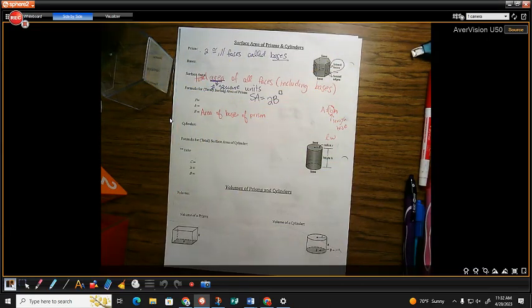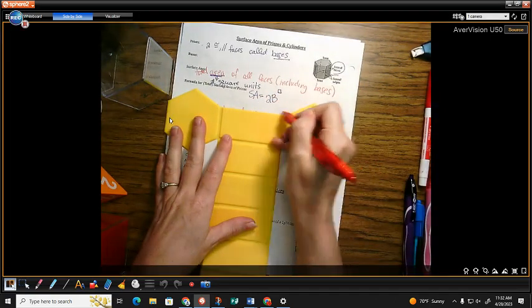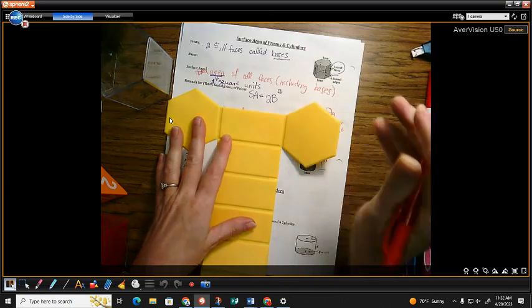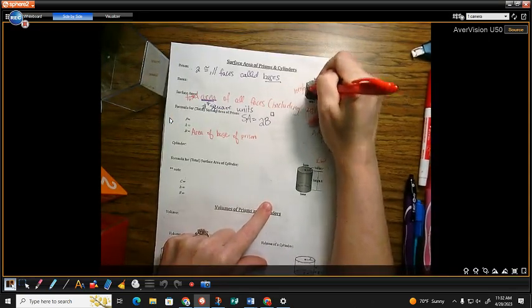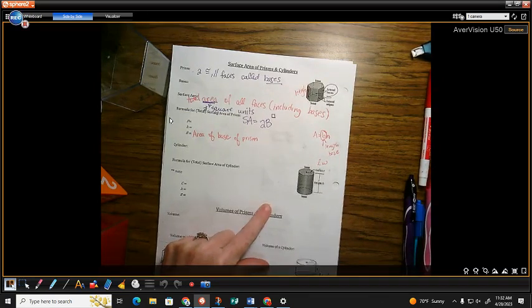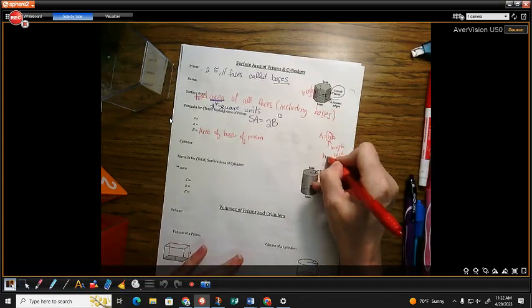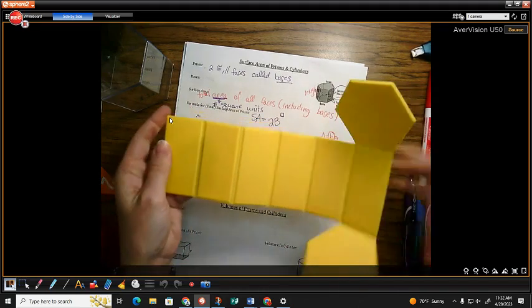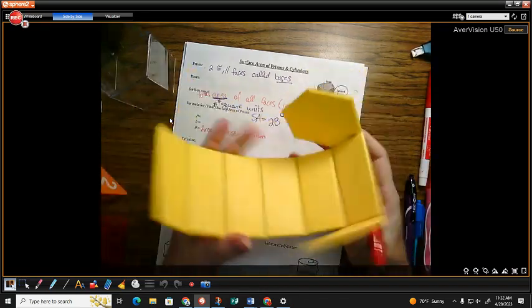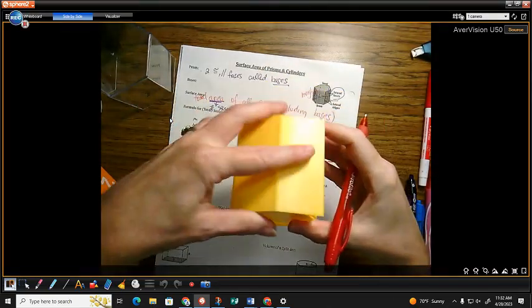There's a lot of murmuring going on. What is the length of this rectangle? It is just the height of my prism, right here. Okay? And so I'm going to take that height. Well, what is the width of this whole thing? It's the distance around the base, because I can take this and wrap it all the way around, can't I?